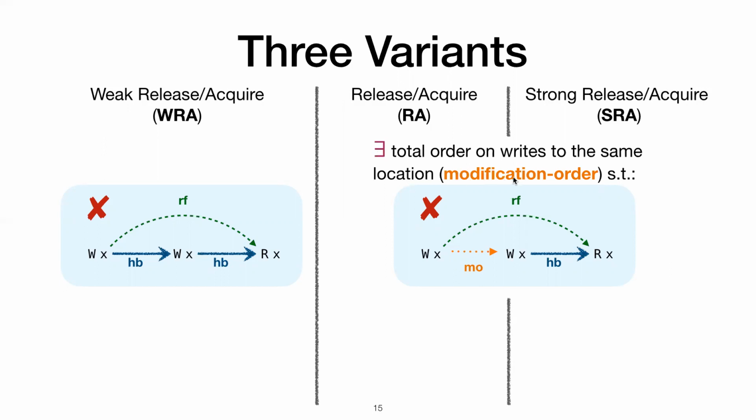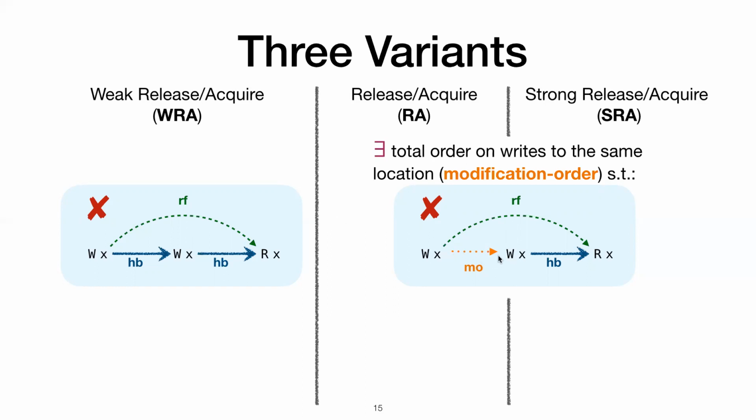We call it a modification order, that we will use instead of happens before to decide on whether a write is later than another write. So this will be a total order on the writes to every location. So we will always be able to see which one is after which, and we will not use happens before for this. So we take the same pattern, but we replace this by modification order.